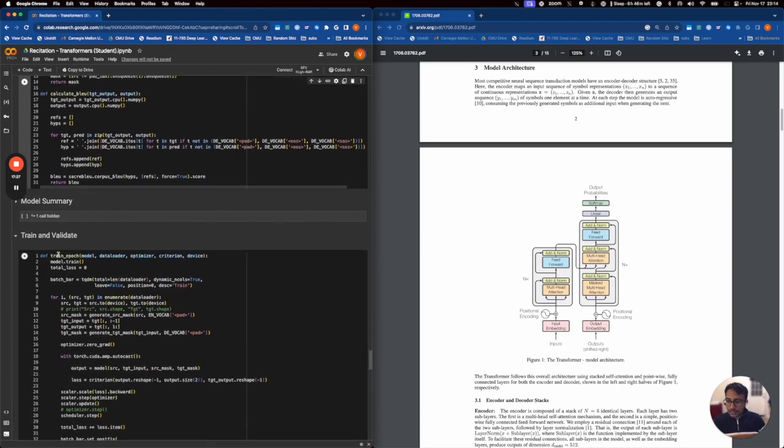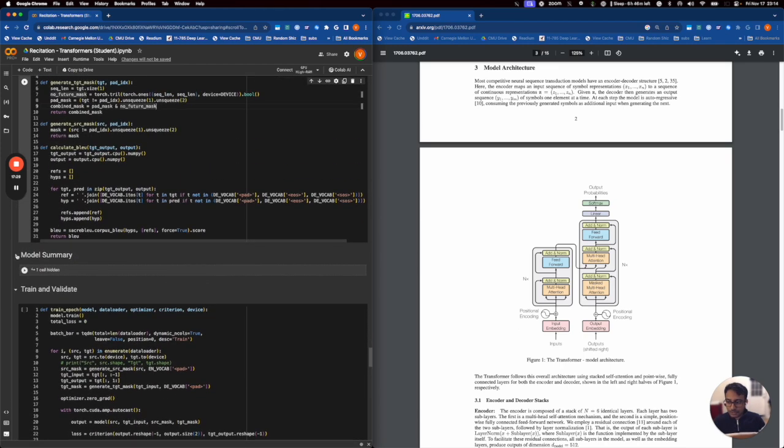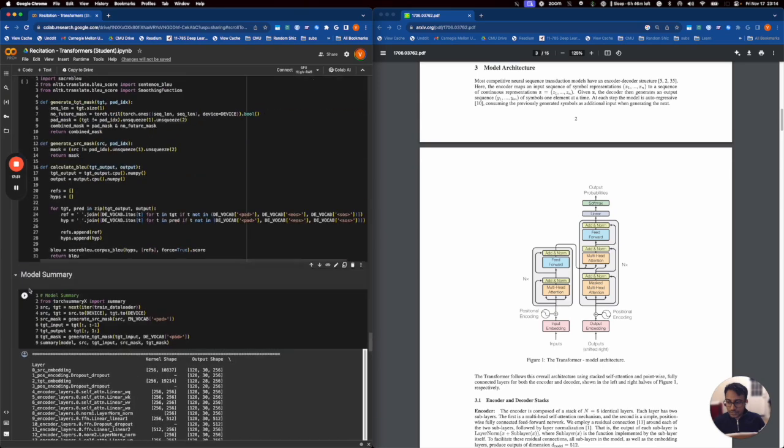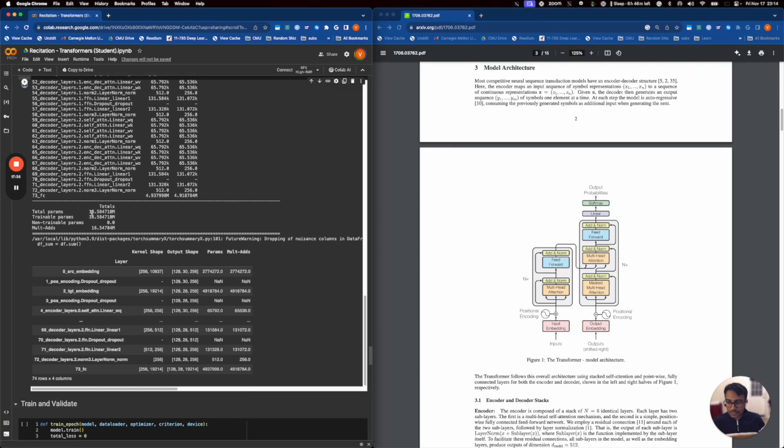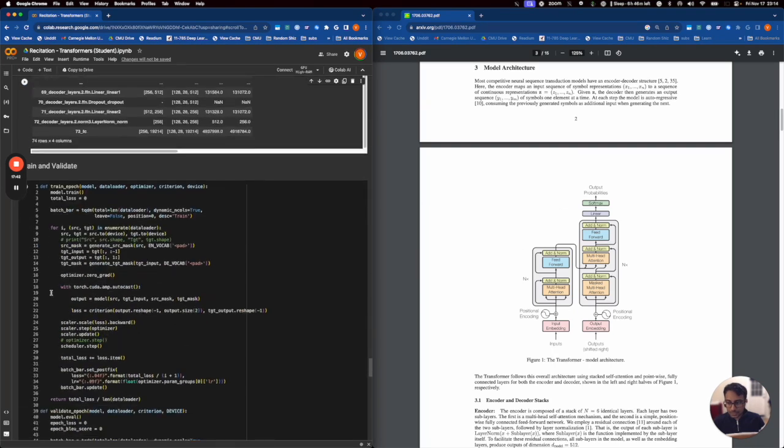And we use the BLEU score here to evaluate the model. And as you can see here, you create a model summary. You have a very small transformer model with about 16.58 million parameters. Pretty small, but this is just for letting you guys play around with the toy transformer model.